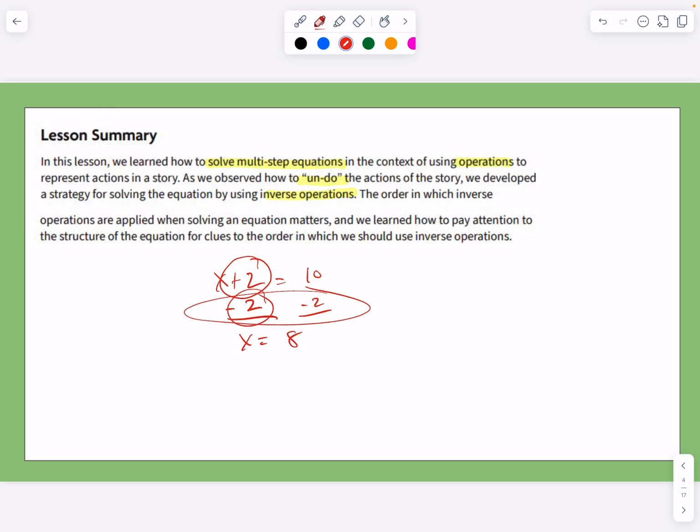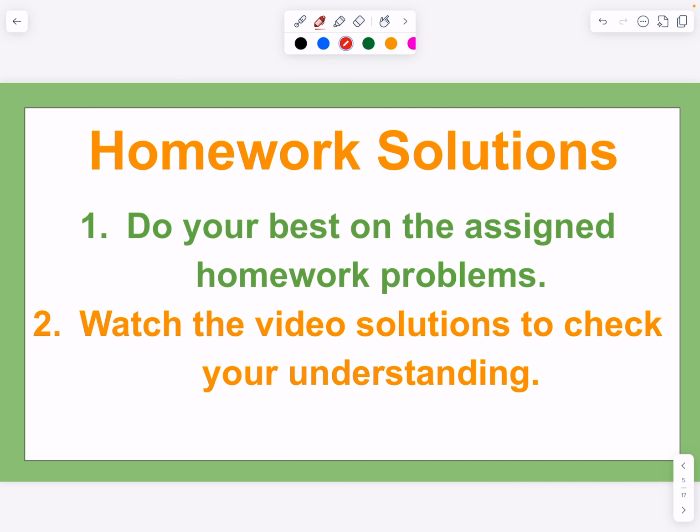The order in which inverse operations are applied when solving an equation matters, so order matters, and we learned to pay attention to the structure for clues for how to solve things. So today you're going to work on your lesson activities and then hopefully press pause here, get those done, then come back and see how you did, and I will go through a few of the solutions.